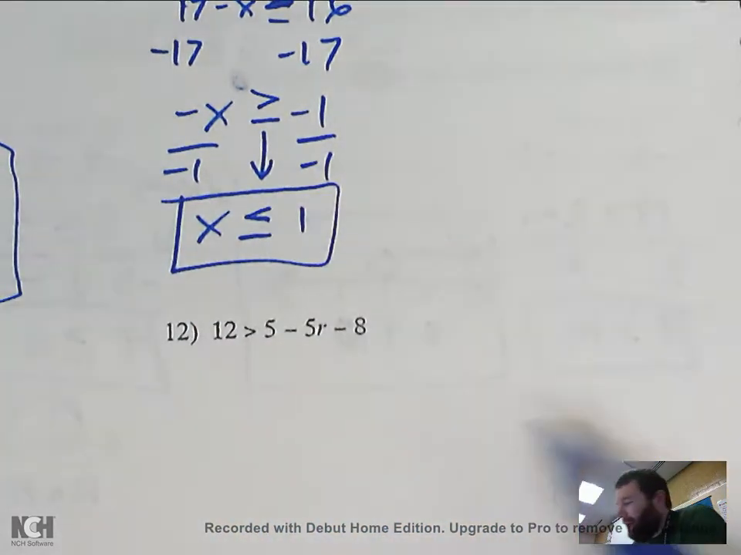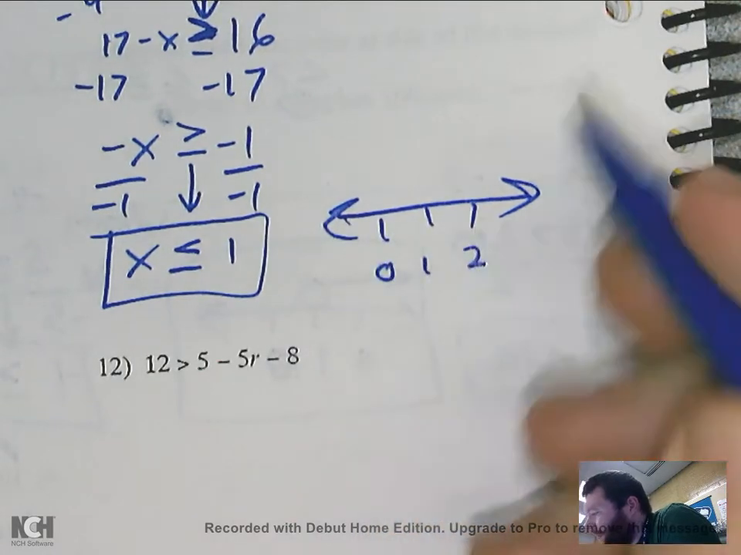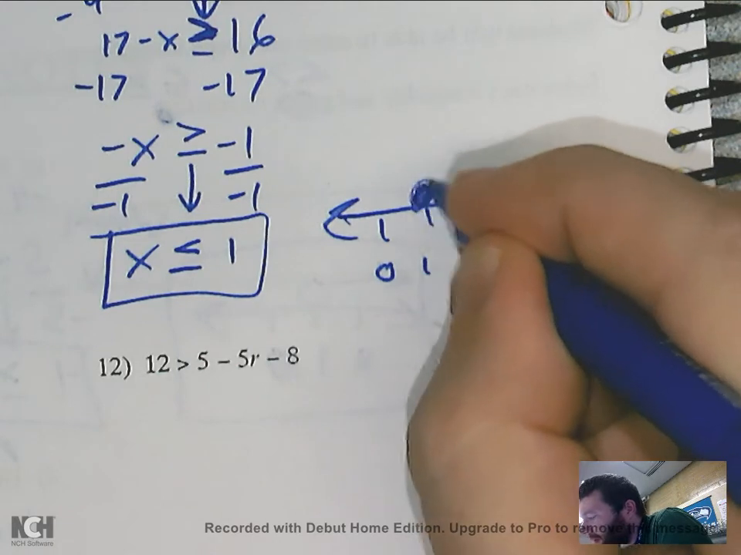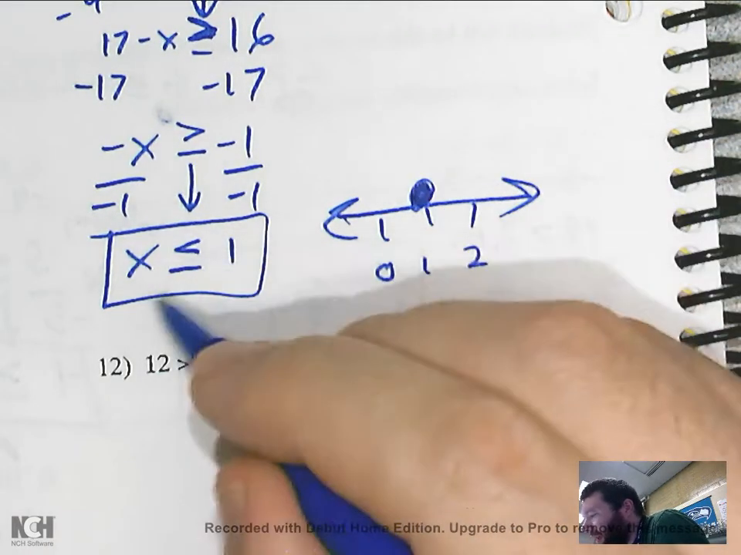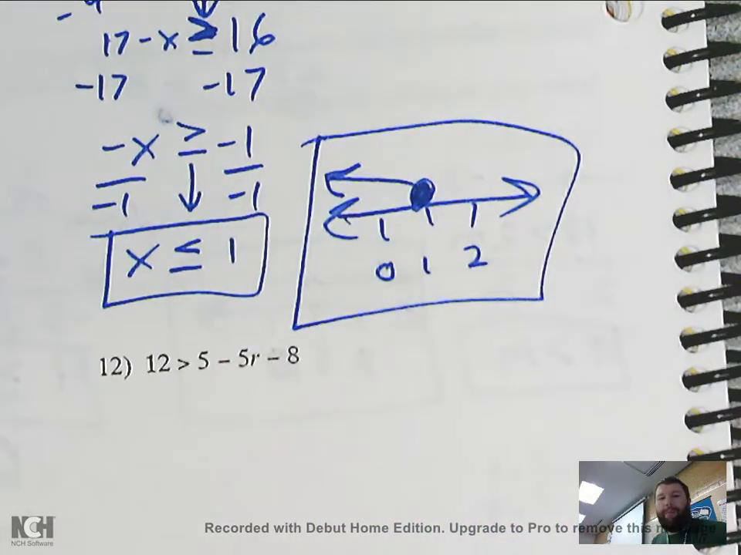And there's one answer. Then we do our graph, 0, 1, 2. And it's going to be a closed circle because it's equal to, got the line under it. And it's eating the number, so it's going to go to the left. That would be your graph.